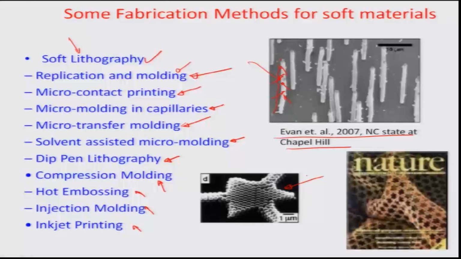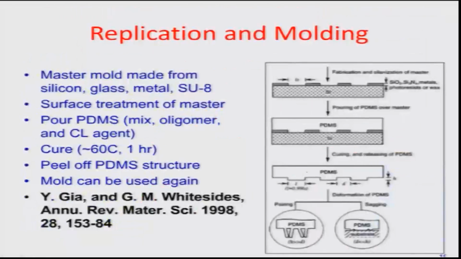So let us look into some of these soft lithography processes. Let us look into the first process, that is the replication and molding process. This was done by Whitesides' group. In fact, this process was reported for the first time in the Annual Review of Materials Science in 1998, which talks about how a small micro pattern, generated through lithography or some other microelectronic means, is used. I have given a lot of these examples in the last few slides.